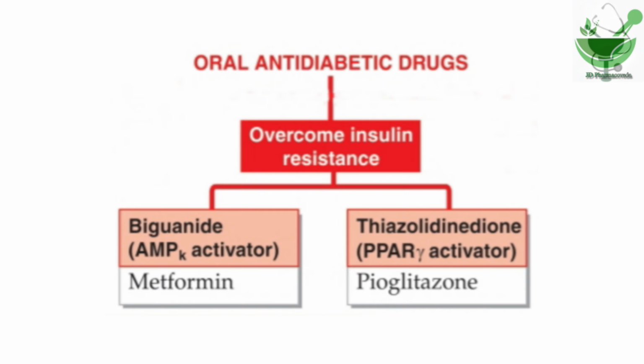Then the other drugs which can overcome the insulin resistance are biguanides. This is an important category which activates the AMPK, the AMP-activated protein kinase. The drug is metformin. It produces many actions, like it suppresses gluconeogenesis and induces the metabolism of glucose in the skeletal muscles. Then the other category is PPAR gamma activator, that means peroxisome proliferator activated receptor gamma activator. The drug is pioglitazone.